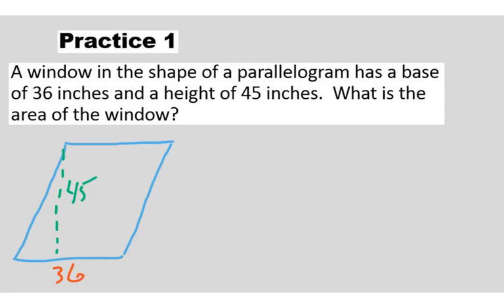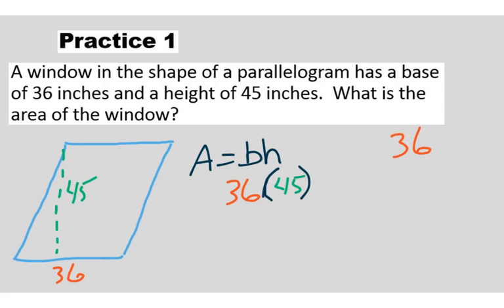All right, so let's use the formula. And the formula, area of a parallelogram, is A equals BH. And let's plug in our base and plug in our height. So we have 36 is the base times, and I'll put that in parentheses, times 45. Now it's just a matter of doing the multiplication. So I will come over here and show my work. 36 times 45.